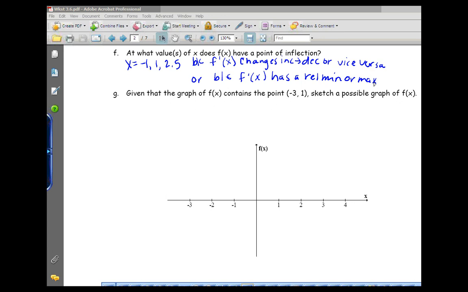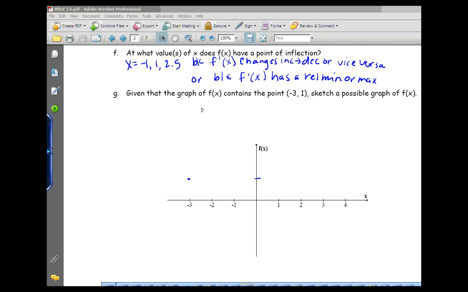Okay, and then lastly, G is to sketch a graph of f of x that contains the point -3, 1. So obviously we want to put -3, 1 on this graph. And it says to sketch a possible graph. So there are lots of different options here that you can do. Personally, I would probably start with your mins and maxes, and you could also think about increasing or decreasing. That might be the easiest thing to start off with.